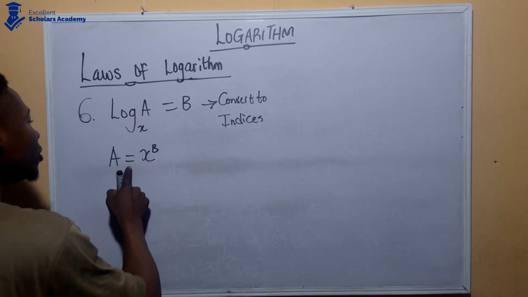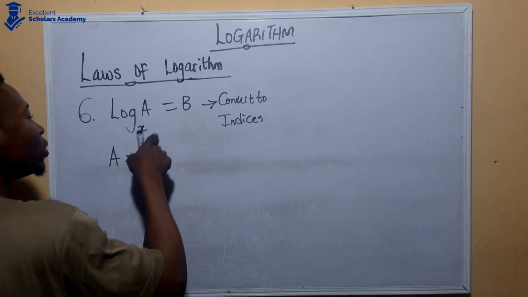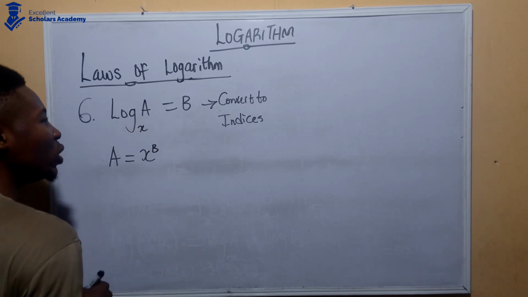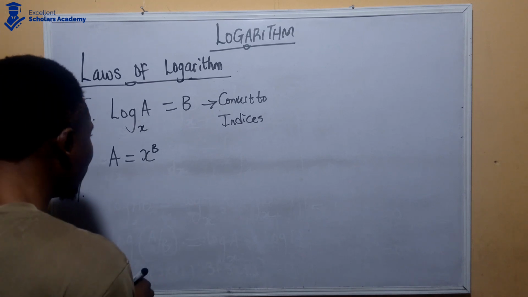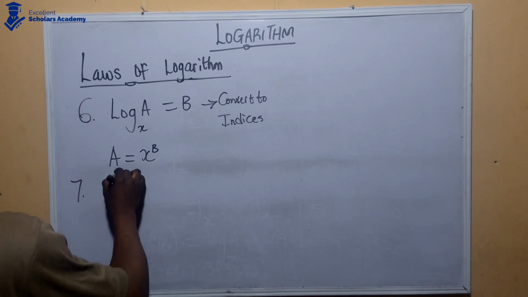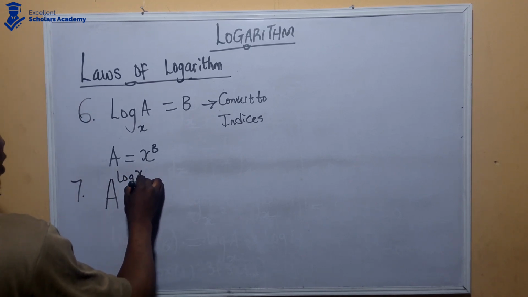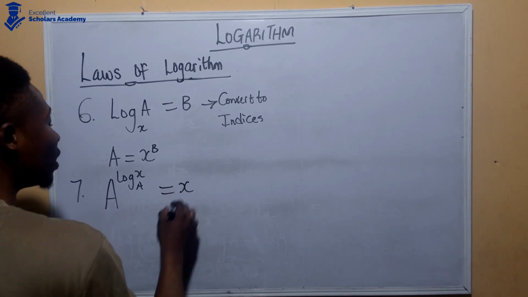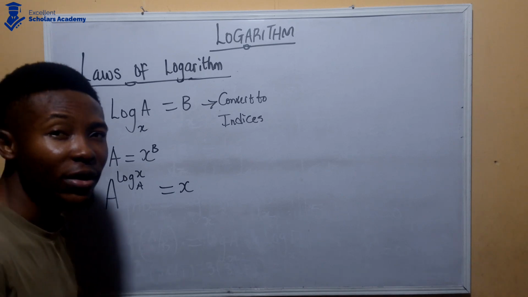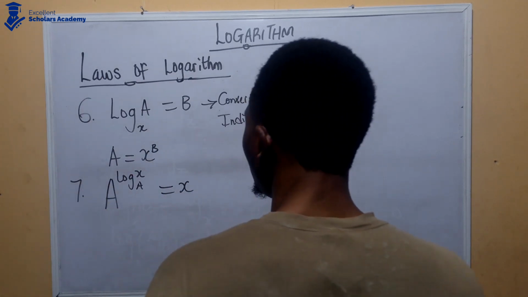All right, so a is going to be equal to this base to the power of what this logarithm was equal to, which is b. Now another law we are going to look at is the law that says that if you have a to the power of log x base a, as far as this and this are the same, you are going to have your answer to be equal to x.